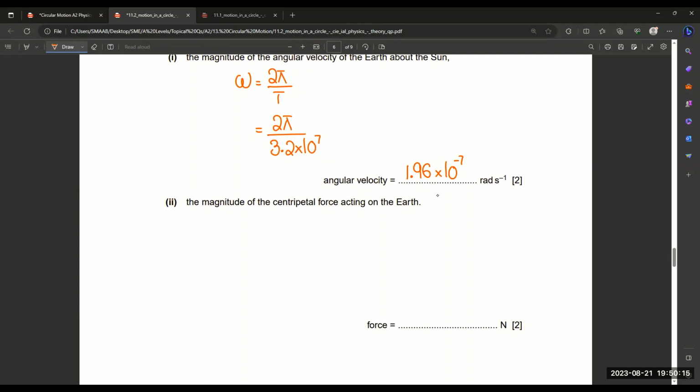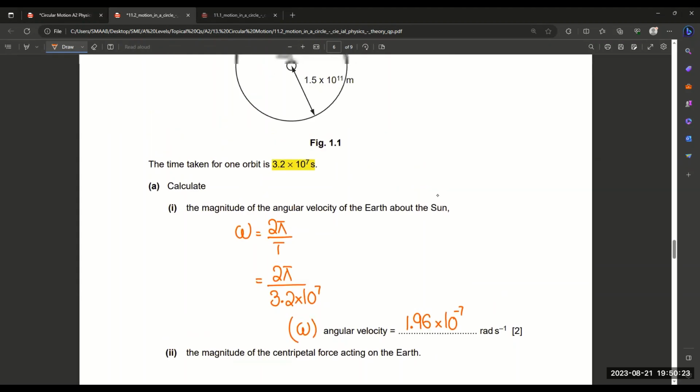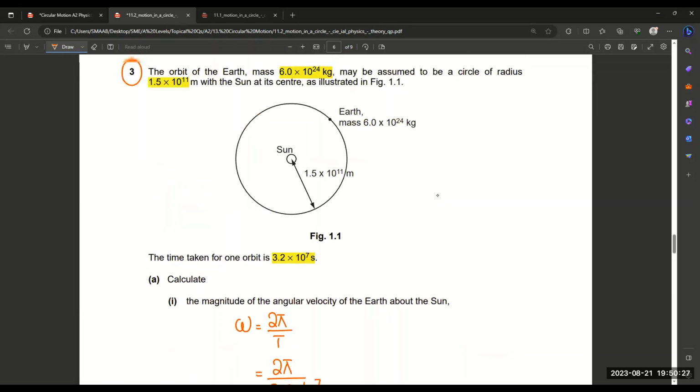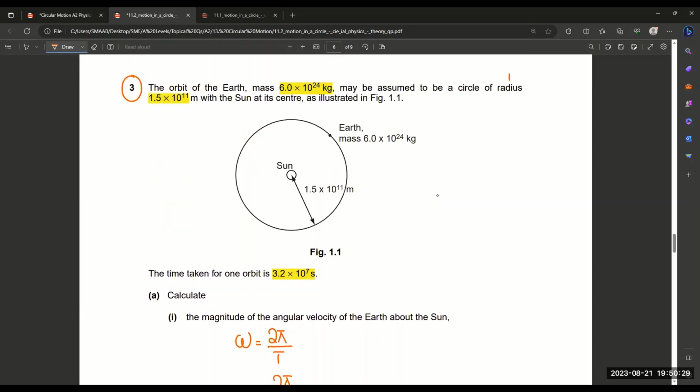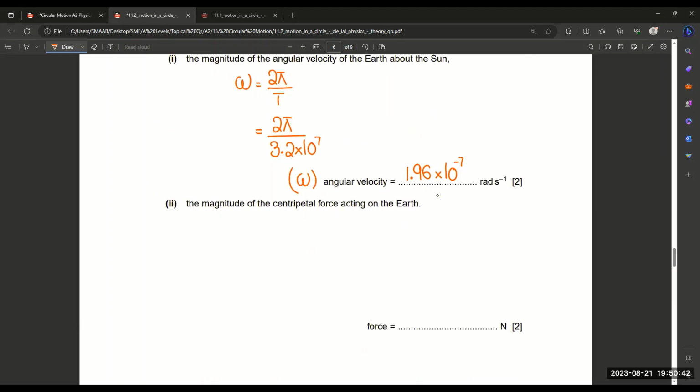So in this question, we go with the same because we've already found the value of omega. Omega is already there, and we have the value of capital T, that is the time period, plus we also have the values of r and m. So now you got the hint which formula is easy to use in this question. F is equal to m r omega square, right?